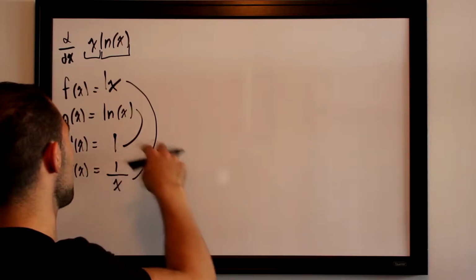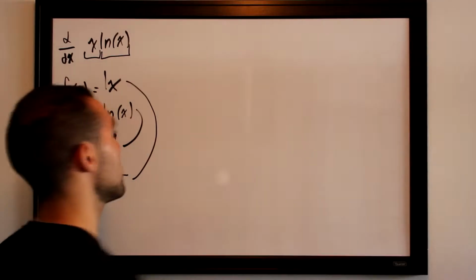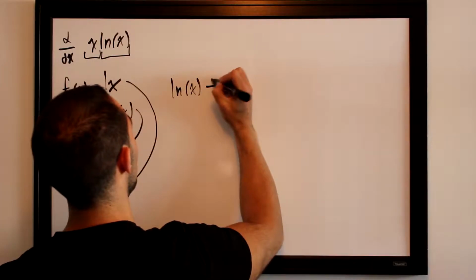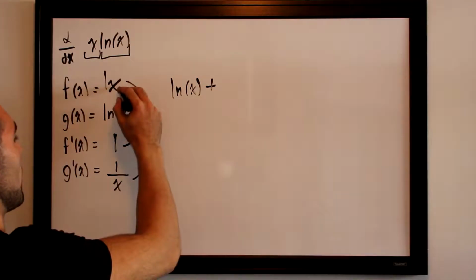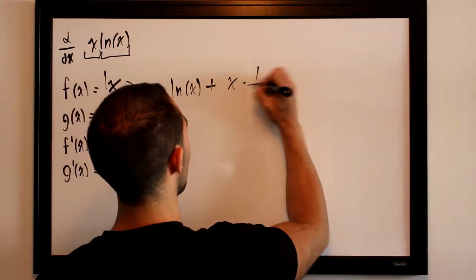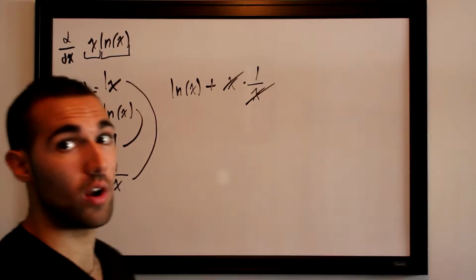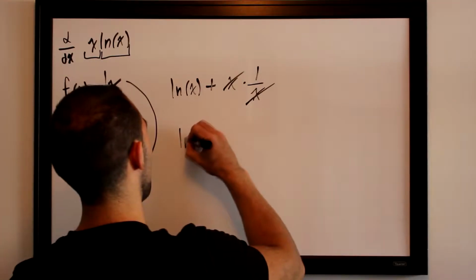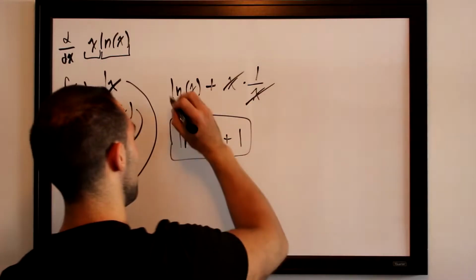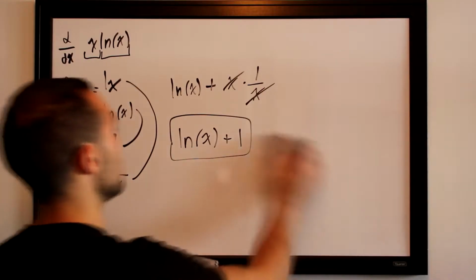So f prime of x times g of x will simply be 1 times ln of x, that's just ln of x. So this will leave us with ln of x, and then we will add on x times 1 over x. So x times 1 over x, the x's will cancel each other out, and all you'll be left with is 1. So the derivative of our initial function is ln of x plus 1. Very simple. Product rule is very easy to use.